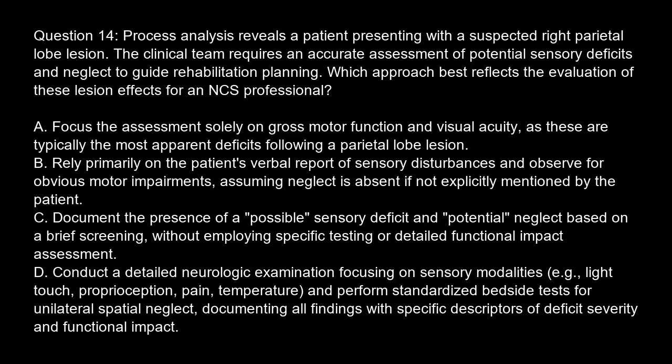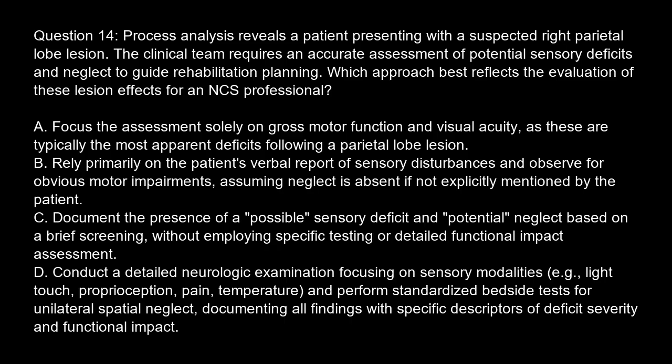Option A. Focus the assessment solely on gross motor function and visual acuity, as these are typically the most apparent deficits following a parietal lobe lesion. Option B. Rely primarily on the patient's verbal report of sensory disturbances and observe for obvious motor impairments, assuming neglect is absent if not explicitly mentioned by the patient.